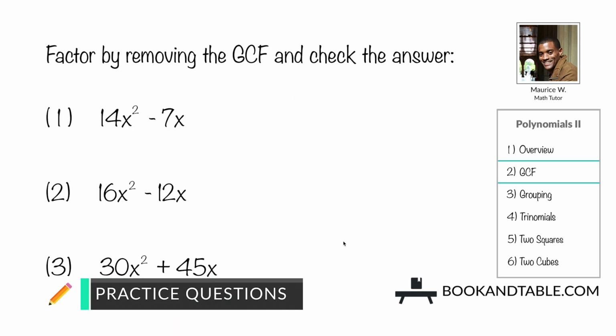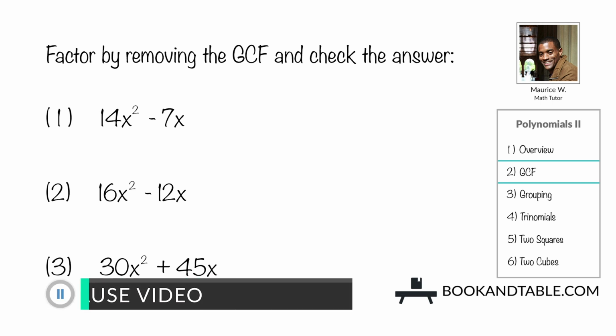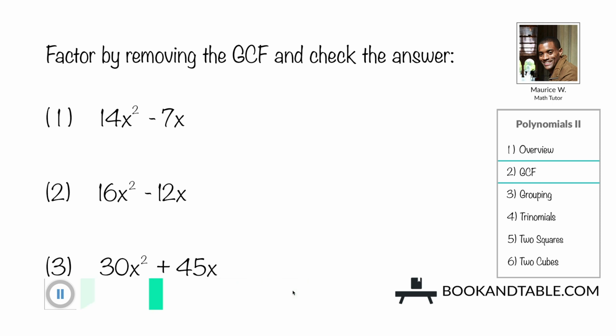Let's have you complete a few practice questions. Question number 1, factor by removing the greatest common factor and check the answer for 14x squared minus 7x. Question number 2, factor by removing the greatest common factor of 16x squared minus 12x and check the answer. In question number 3, factor by removing the greatest common factor of 30x squared plus 45x and check the answer. Pause the video, answer these questions, and then press play when you are ready to begin.